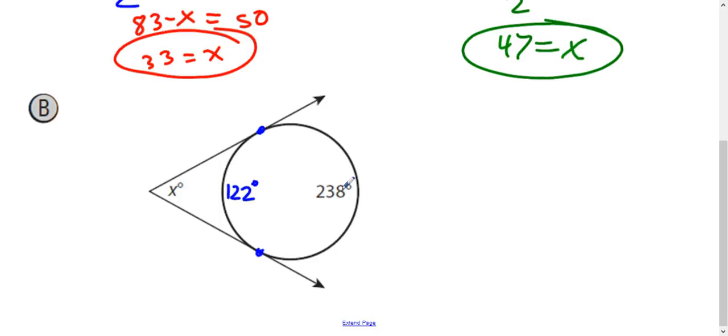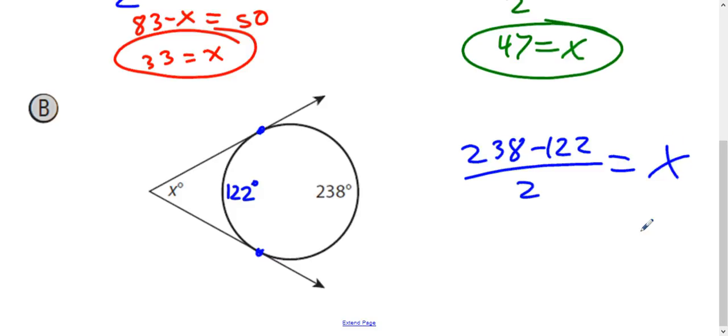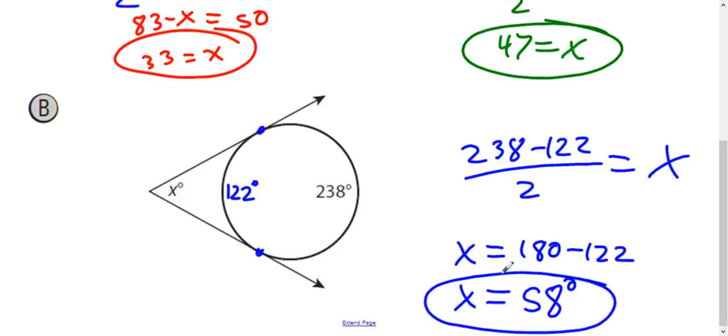So there's two ways you can solve it. You can do big arc minus little arc divided by 2 equals the angle, like that, and you just have to solve it out. Or you can just remember that the angle is always going to add to 180 with this arc. So 122, you can just subtract that from 180. That will always work out also. So x equals 58. You get the same answer either way you do it.